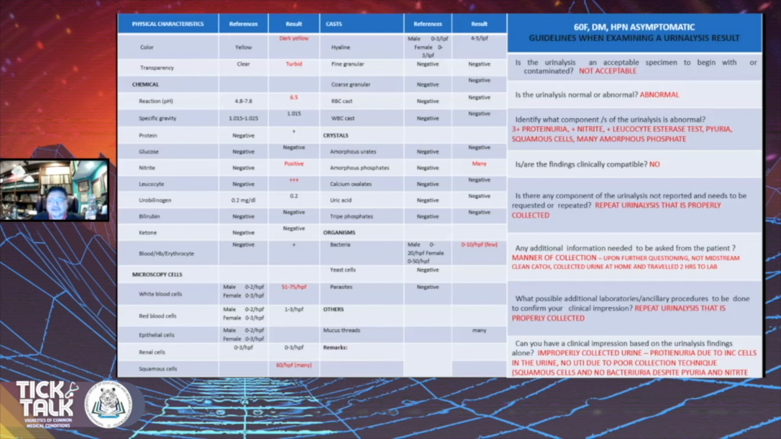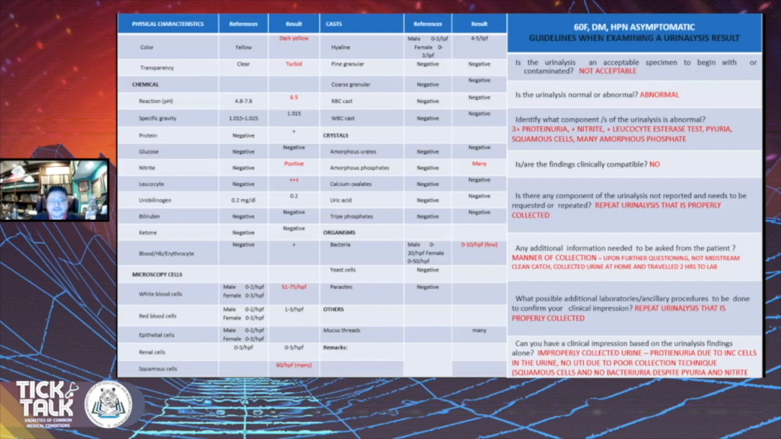And here, what are the components of the urinalysis that are abnormal? First and foremost, you can see here that there's a 3 plus proteinuria, a positive nitrite, a positive leukocyte esterase test, and the pyuria is significant, 51 to 75. The squamous cells are very much increased. Then there is much amorphous urate. Then the next question: are the findings clinically compatible? Definitely not. Though the patient on her routine follow-up is asymptomatic, when you see this urinalysis, you think first whether this patient is having some symptoms or not, fever, dysuria, etc., but there's none.